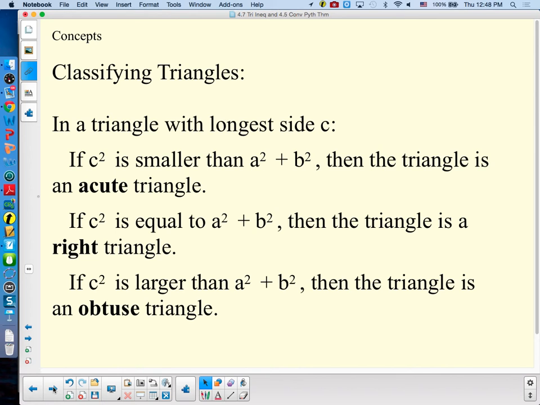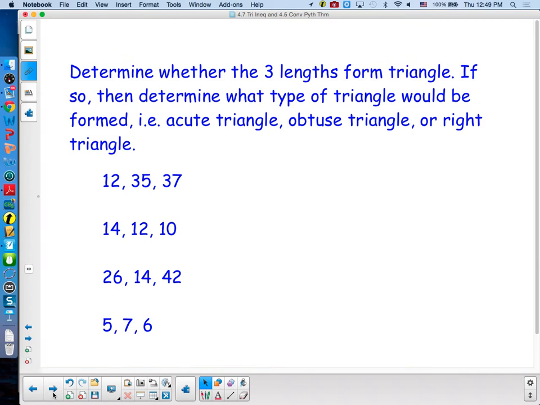I think we're just about ready to try some examples. So we'll ask you to draw a picture, and you should be able to make a better picture now knowing what kind of triangle it was. Good? Okay, determine whether the side lengths form a triangle. If so, determine what type.